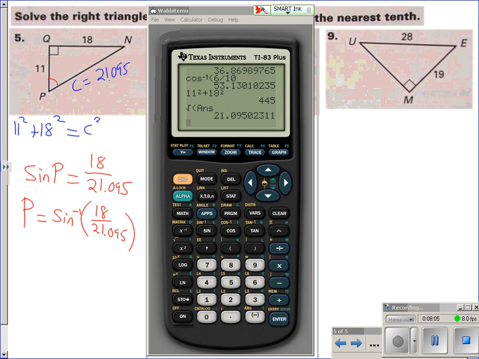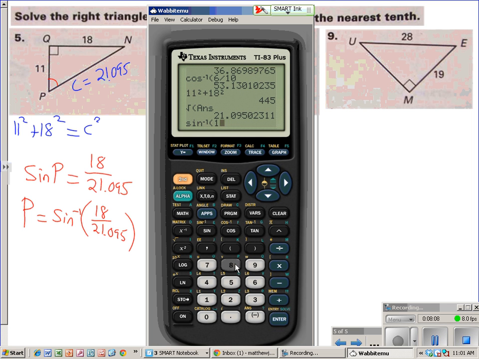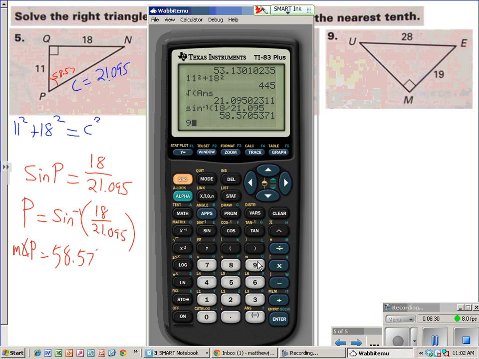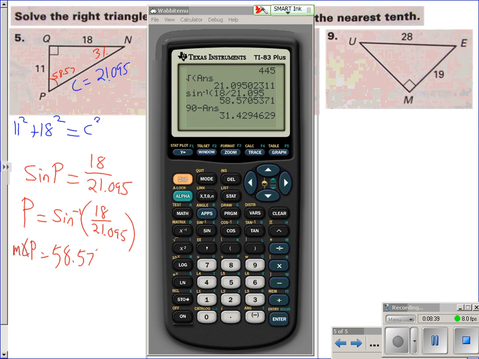And so just go to the calculator. Secondary sine 18 divided by 21.095. Enter. Measure of angle P is 58.57 degrees. Once you know one of those acute angles, you can figure out the third one very easy. 90 minus the answer we just got, there's angle N, 31.43 degrees. We know all 3 sides, we know all 3 angle measures. We have solved that triangle.